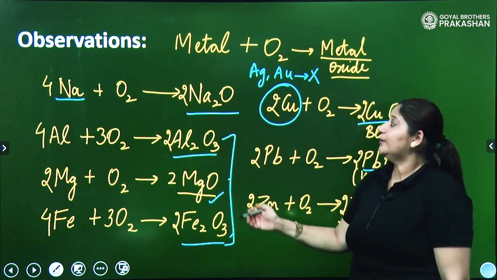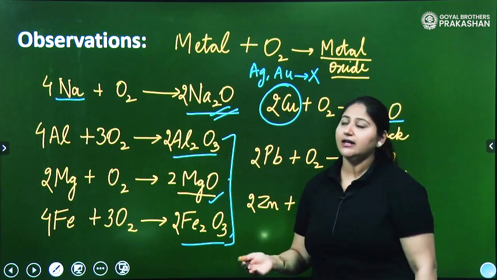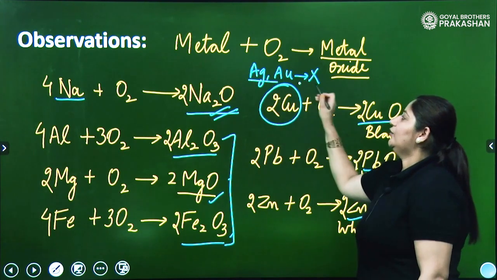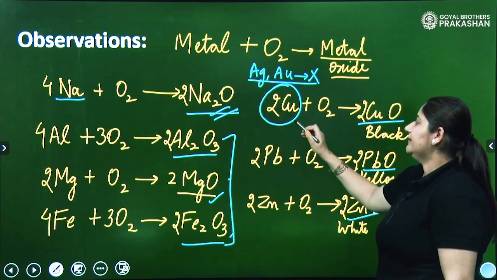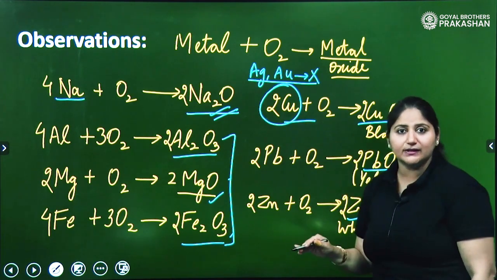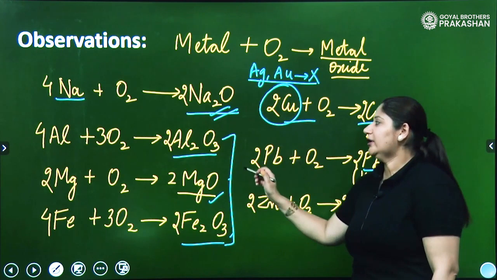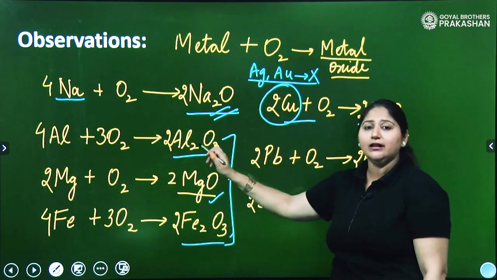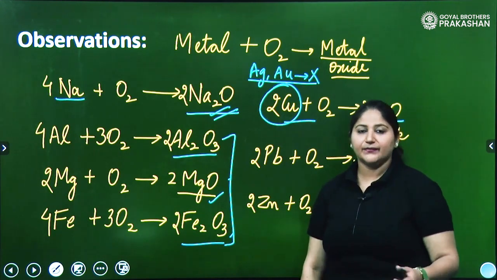But yes, the most reactive metals react immediately with oxygen and catch fire. The least reactive metals don't react at all with oxygen, and even copper reacts slowly with oxygen, being less reactive than hydrogen. Still, we cannot identify the reactivity order of the moderately reactive metals. For that, we will do more activities, right?